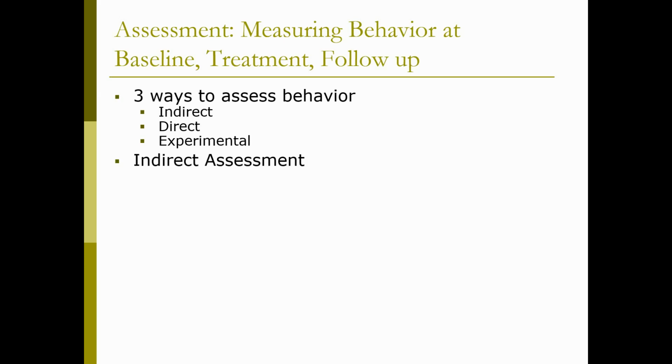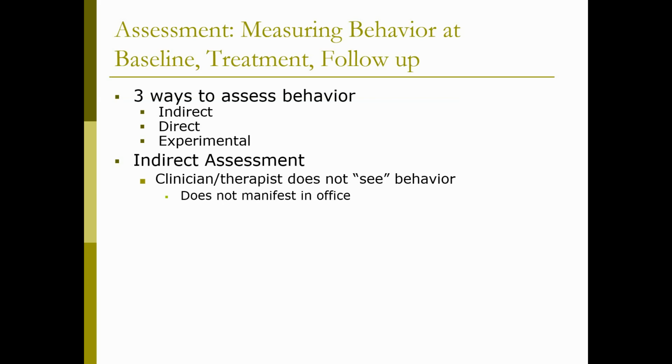With indirect assessment, the clinician or therapist typically does not see the behavior. Now this might be a behavior that just doesn't manifest in the office. The clinician's in the office with the client, with the individual with the behavior, and the individual's not showing the behavior. Maybe it's a type of anxiety, maybe it's a type of fear, maybe it's a type of behavioral deficit or excess, but that's not something that's possible to show in the office. Additionally, it could be some kind of a behavior that's covert, some kind of an internal behavior. It might have to do with the number of negative self-statements the individual makes. That's not something that the clinician can easily see.